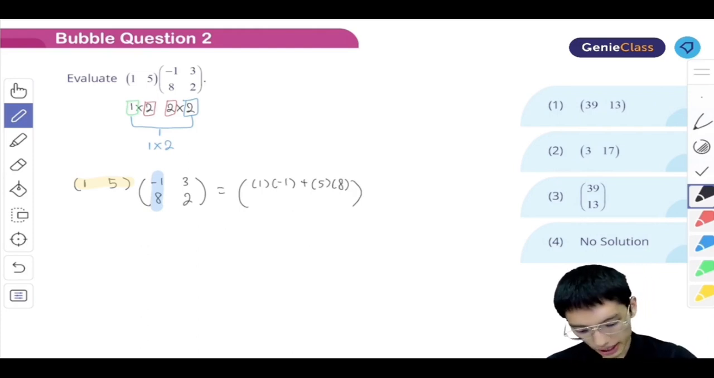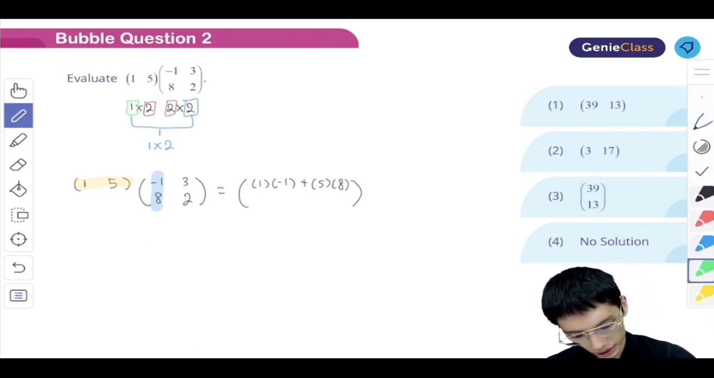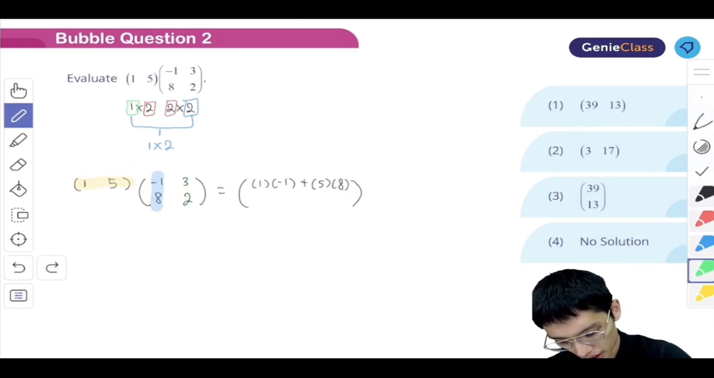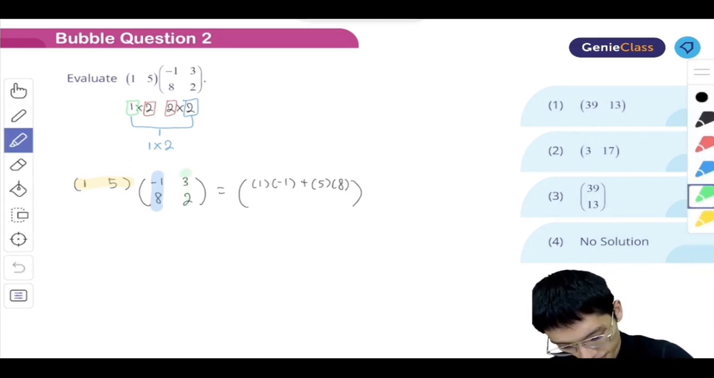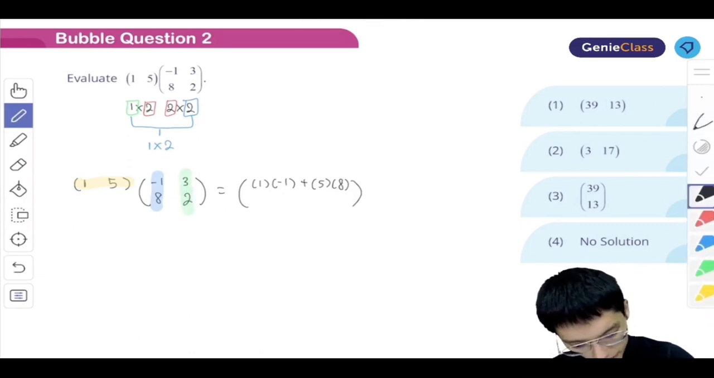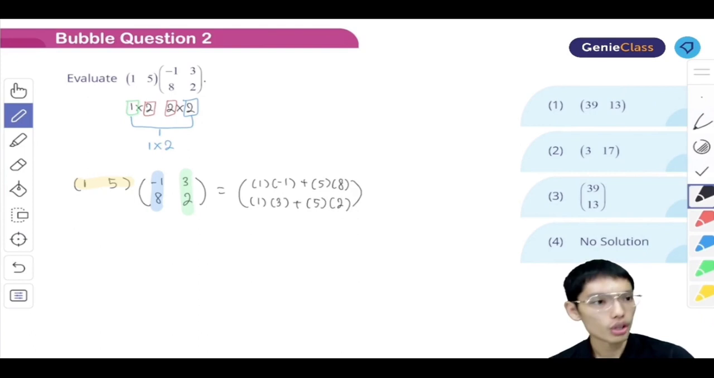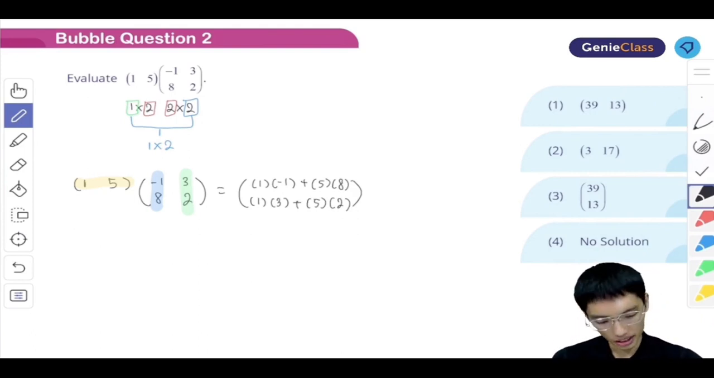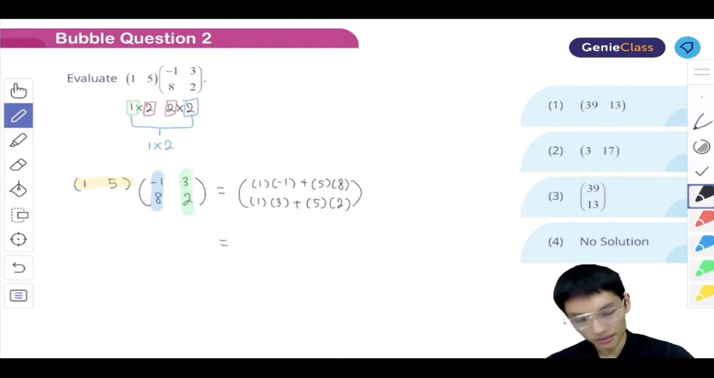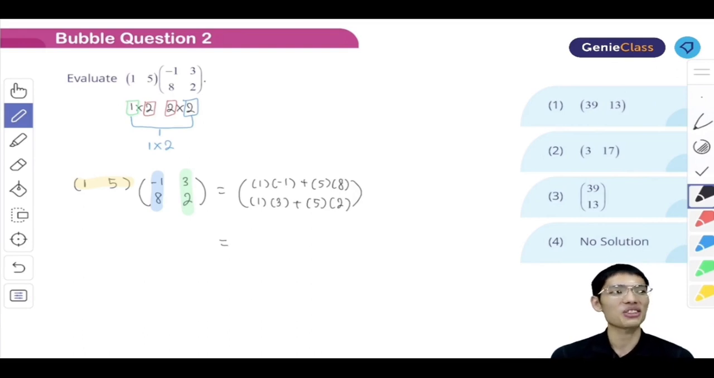We repeat for the second one, in this case with yellow, with green. 1 with 3, plus 5 with 2. Perfect. Thank you for helping me, Ziying. The working you've written here assures me that you are all understanding what I've written, and for the rest as well, I hope you all understand what I've written down here.